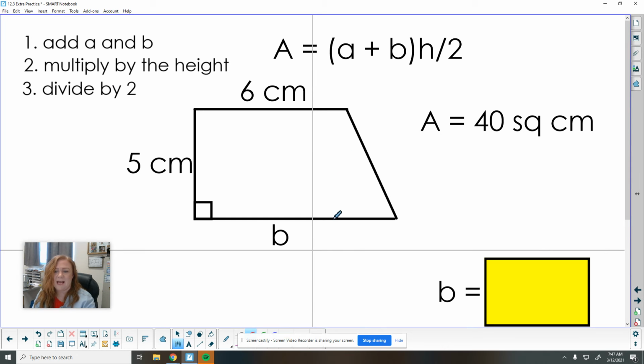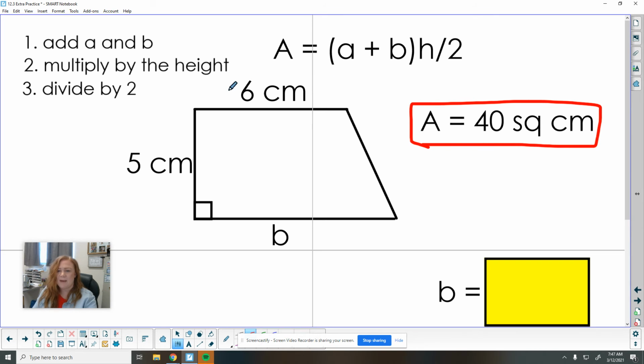Here we have, this one gives us our total area. So we are going to be working backwards. Let's plug in the information that we do know. We can see A is 6 and B, we don't know B, so we'll just keep it B. We're still going to group those together.